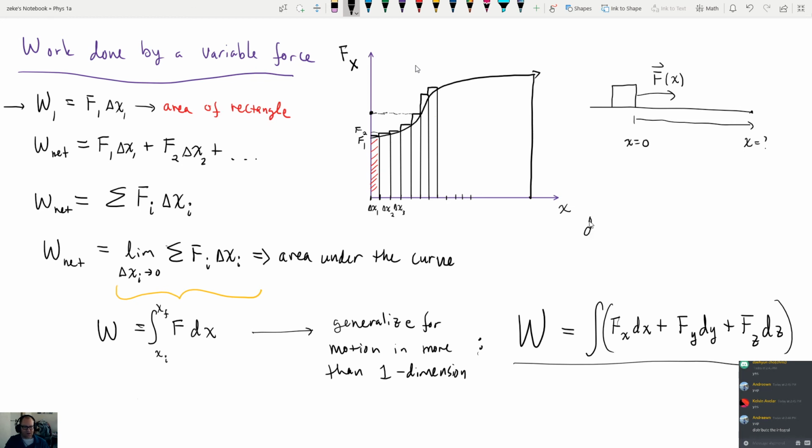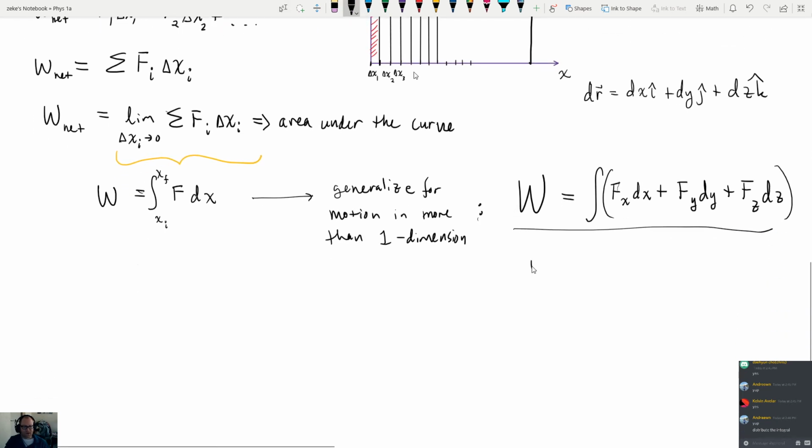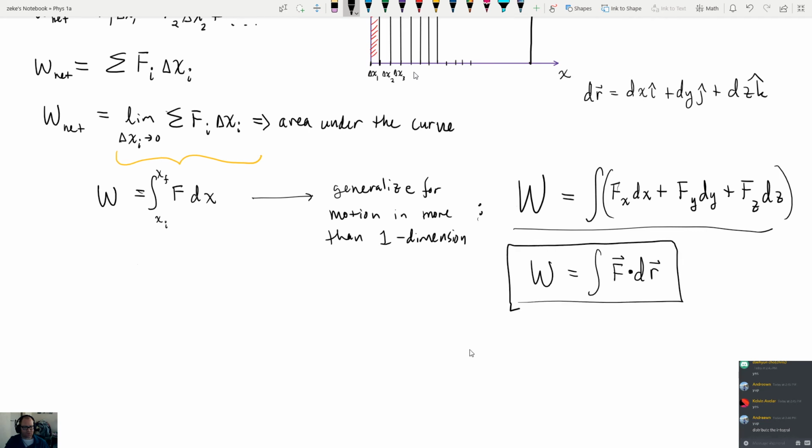If I tell you that I can define a change of position vector, or a displacement vector, which I think we did early on in class, like this: dx i hat plus dy j hat plus dz k hat, then I can write all of this in a simpler way. I can write it as the work is equal to the integral of the force, and we have to take the dot product now with dr. This is the work done by a variable force. This is our most general definition. We call this a line integral.